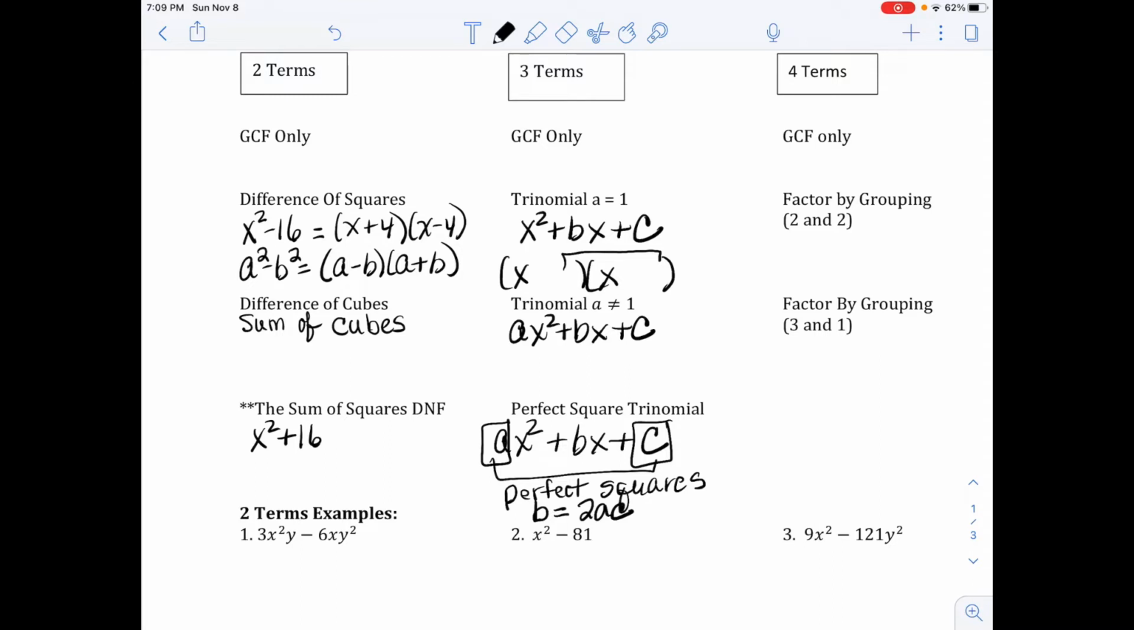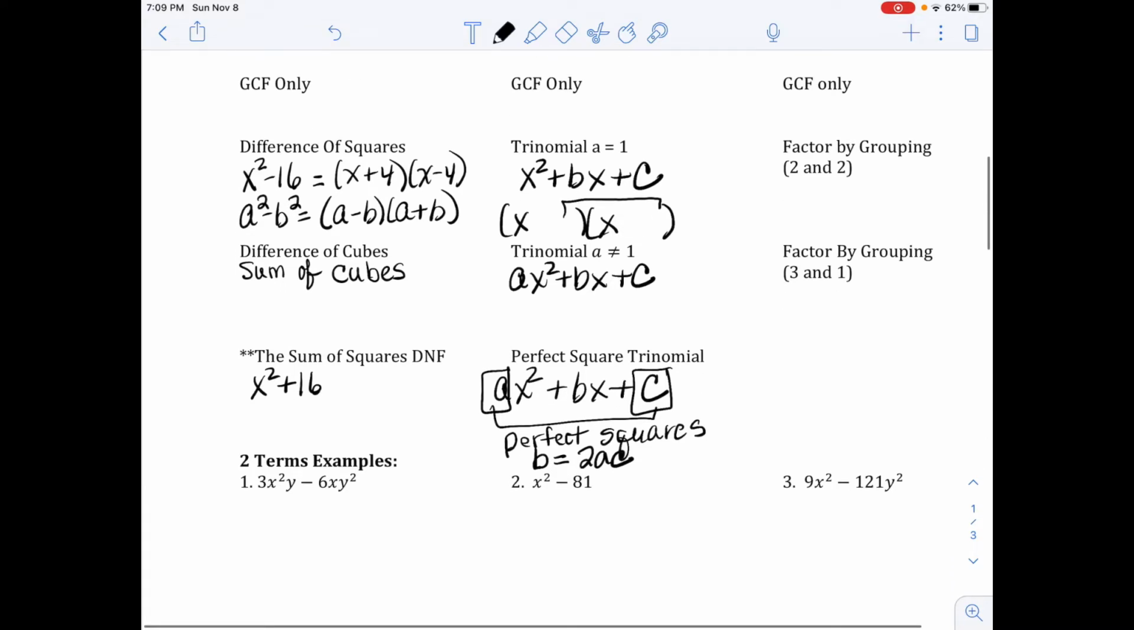What if it's 4 terms? Again, always begin with the GCF. And then what happens is you will look to see if I can factor it by 2 and 2 or 3 and 1. And that is going to depend on the type of terms that you have when you're looking at them. So again, let's go ahead and start some of this.